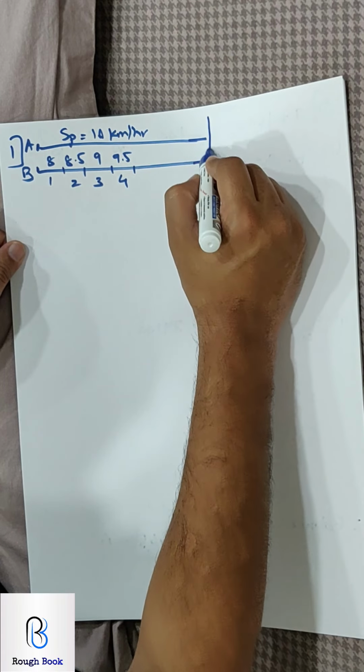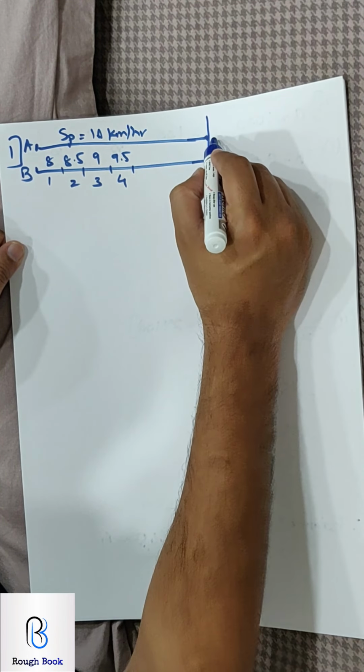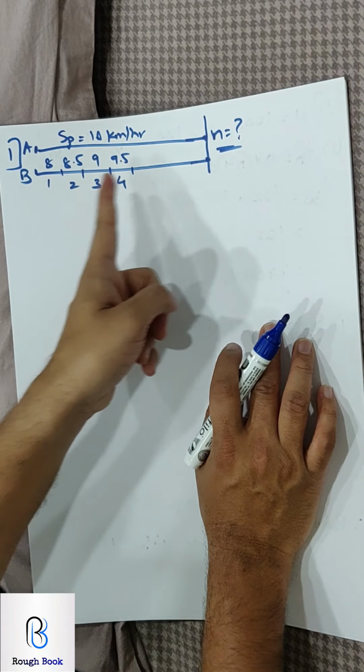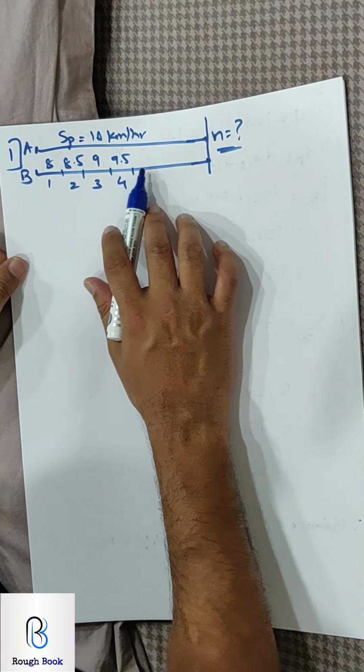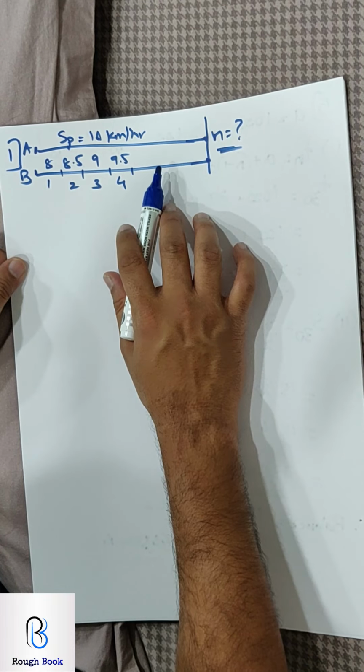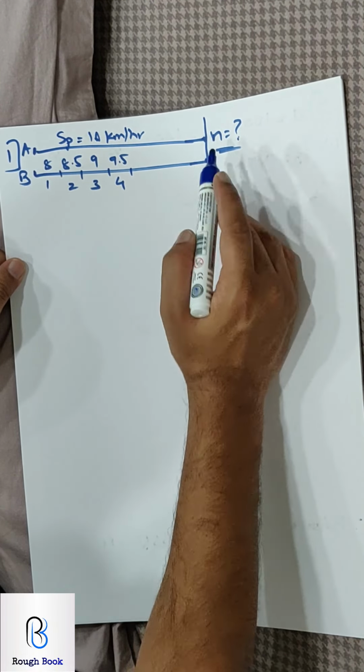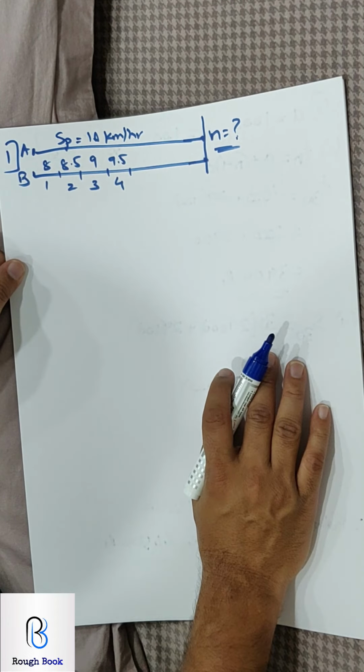So let's say both of them meet at this point. So this is how many number of hours. After how many hours are both meeting, because the speed of car B is going to increase here, 10, 10.5, 11, 11.5, 12 and so on. This is going to be constant. So at some point of time both of them will catch each other.